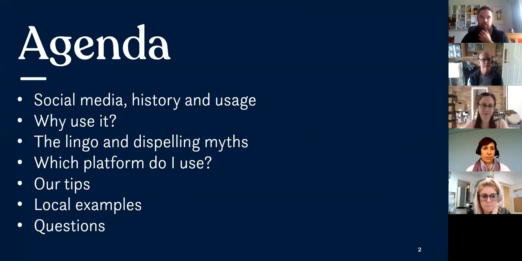So just the agenda for the presentation. We'll have social media history and usage, why to use it, some of the lingo and dispelling the myths with some of the lingo that's out there and how important it is, which platform do I use, our tips, some local examples of some businesses doing it well, and some questions. I'll open it up to questions then at the end. We only had one question pre-submitted, which was which platform do I use? So we'll address that a bit later.